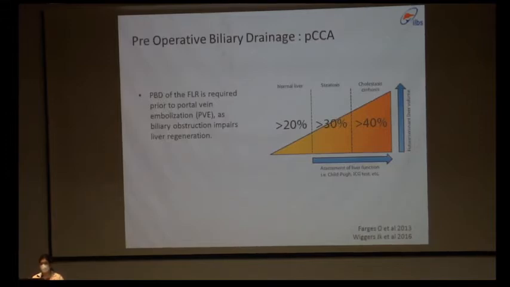Preoperative biliary drainage for perihilar cholangiocarcinoma. Preoperative biliary drainage of the future liver remnant is required prior to portal vein embolization, as biliary obstruction impairs liver regeneration. Future liver remnant should be more than 20% of the normal liver, more than 30% in case of steatosis, and more than 40% in case of cirrhosis.